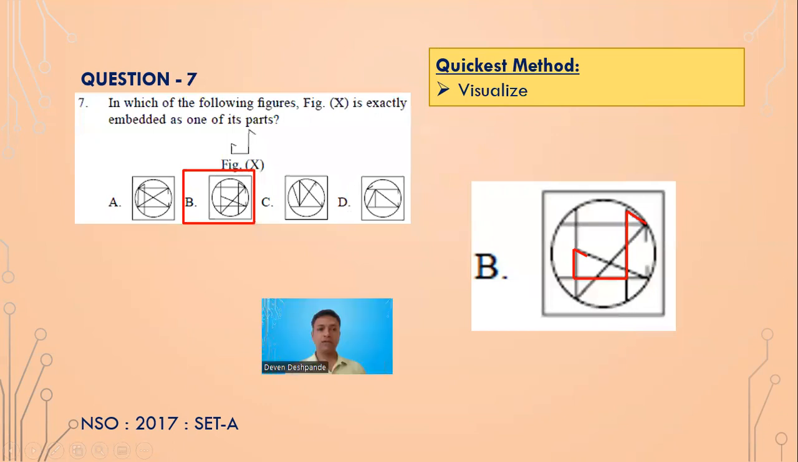Okay, the next one. In which of the following figures is figure X exactly embedded as one of its parts? Again, you have to visualize. If you place this figure in B, then you will see that this figure is exactly embedded in option B. So option B is the right option.